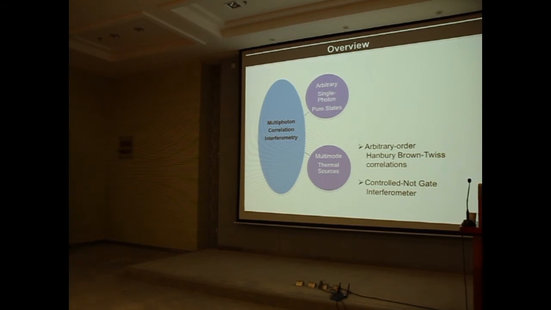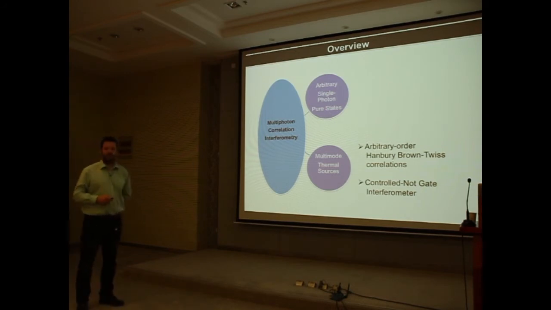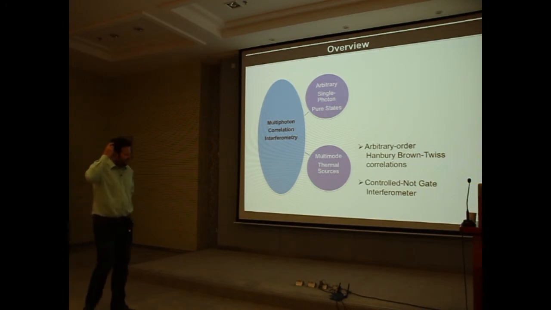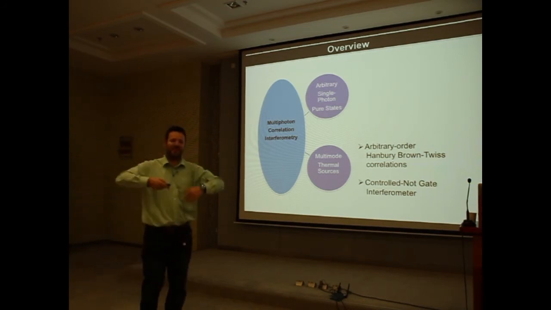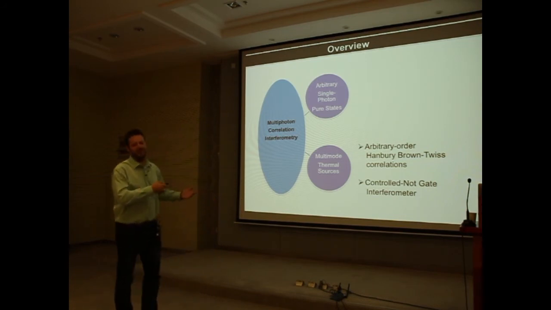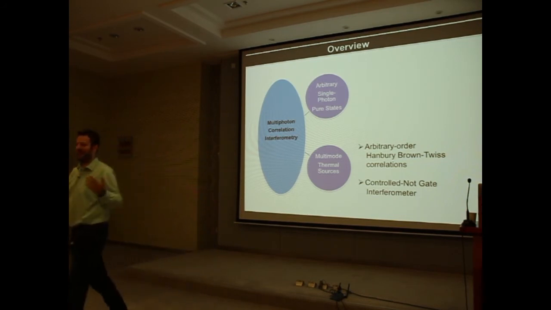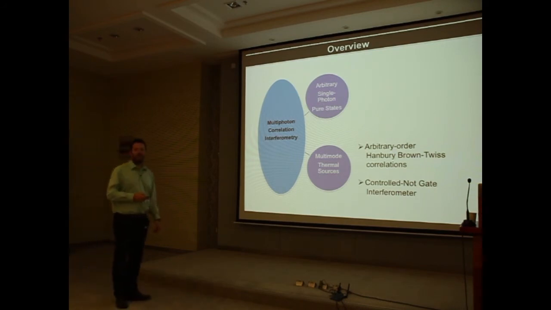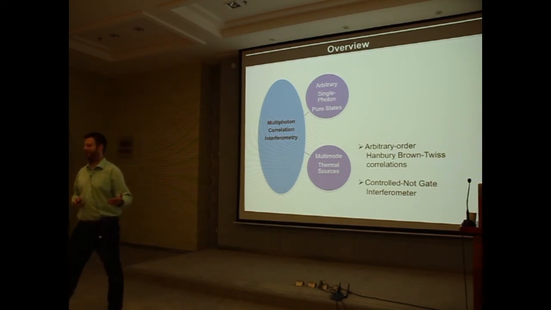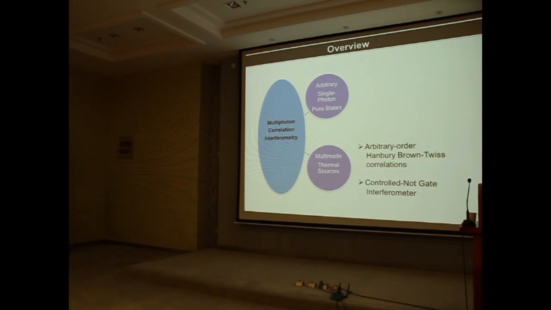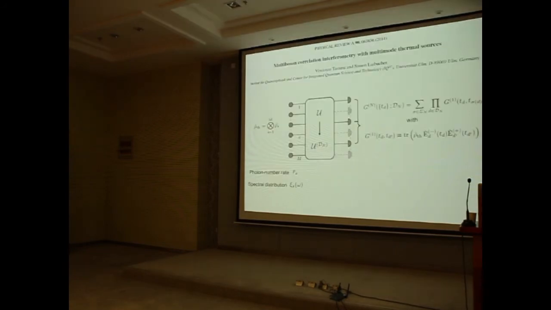In the minutes that I have left, I would like to give you a little insight into our work on multiple mode thermal sources. I asked myself, like John was telling, let's try all the possible states. This is the most natural and classical state that you can see, so let's see what happens. We were mostly motivated by the physical understanding of the problem. We want to describe arbitrary Hanbury Brown and Twiss effects, for arbitrary order and arbitrary interferometer. Then I will speak about how we can simulate a controlled-NOT gate interferometer. This is the paper that I did with Simon. And so basically the problem is the same.